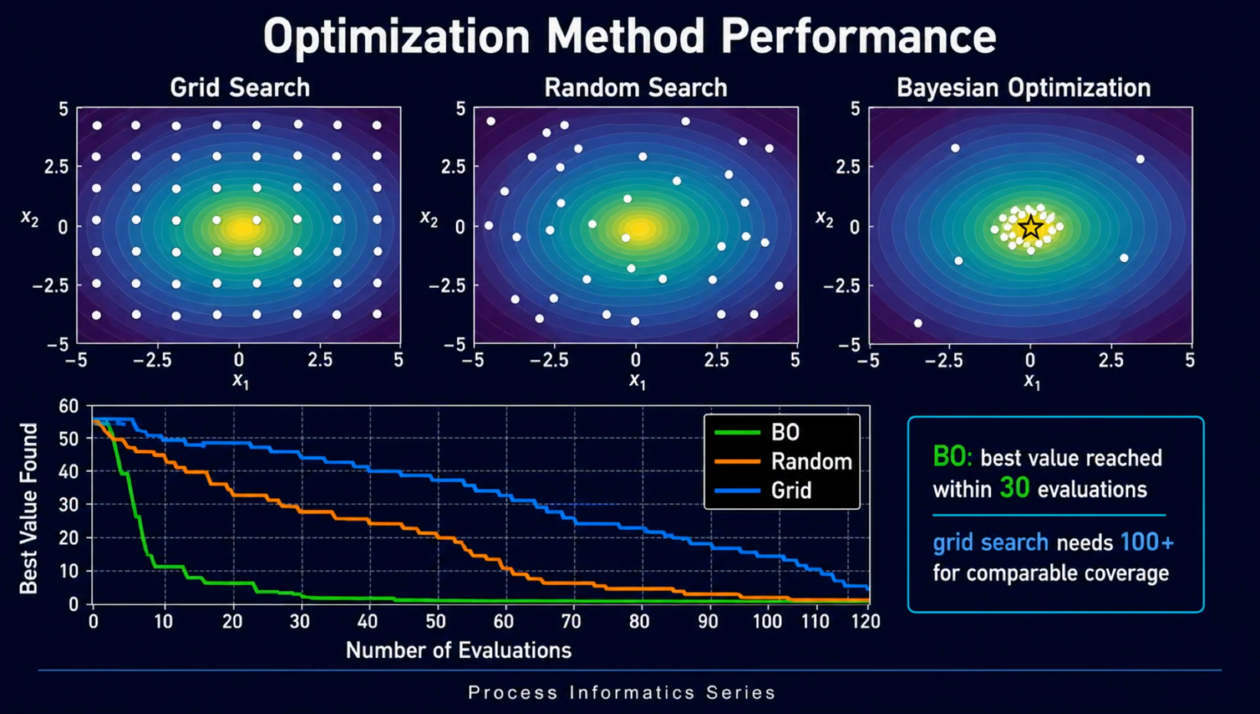How does Bayesian optimization compare to traditional methods? Grid search systematically covers the space, but wastes evaluations in unimportant regions. Random search is more efficient, but still doesn't learn from previous observations. Bayesian optimization outperforms both by intelligently focusing resources. In our experiments, BO reached the best objective value within 30 evaluations, while grid search would need well over 100 evaluations to cover the same space, and random search converged more slowly.